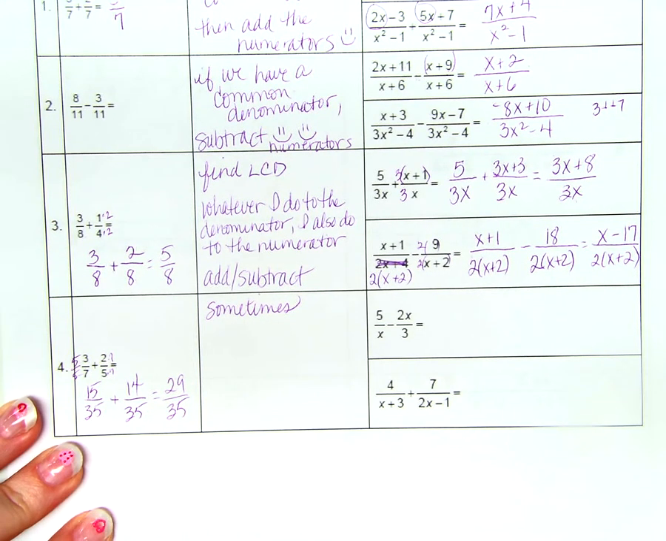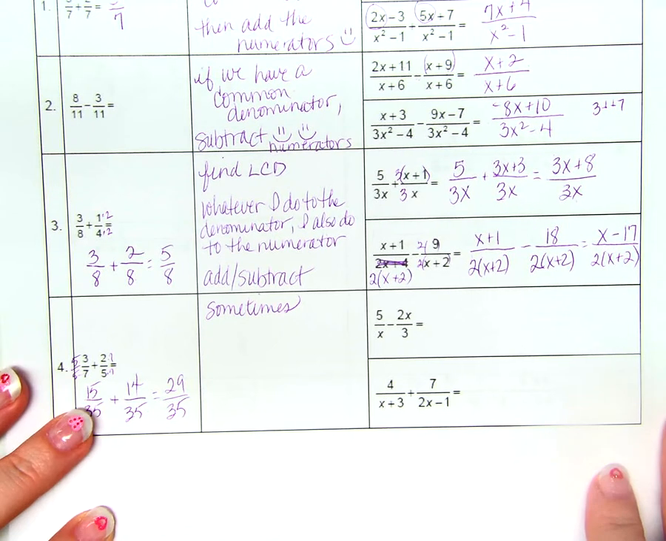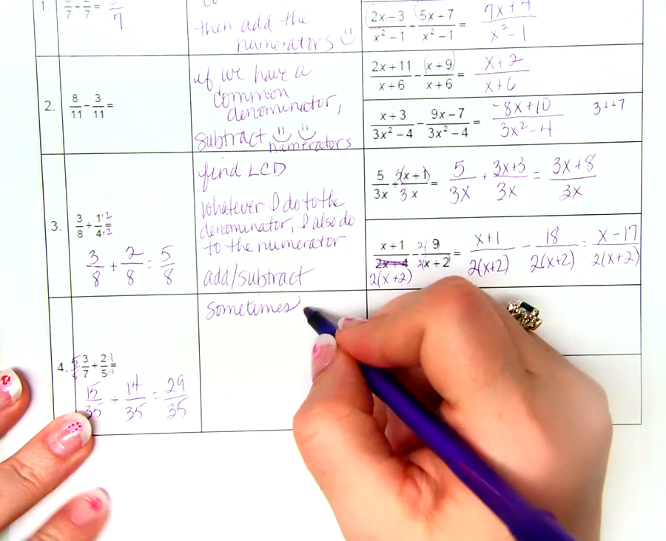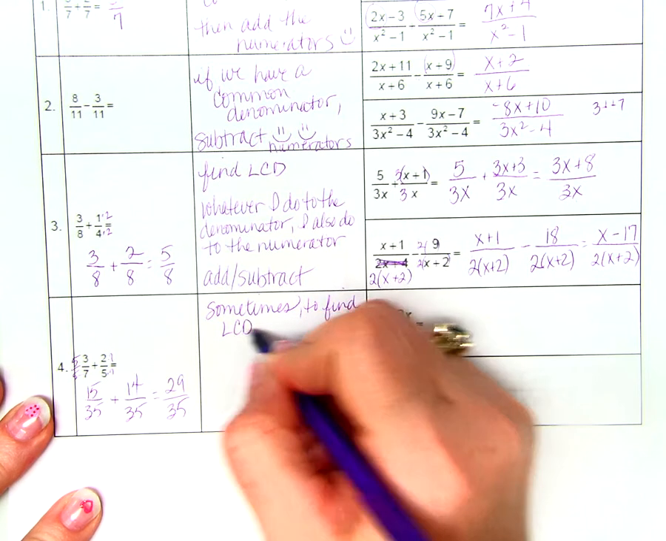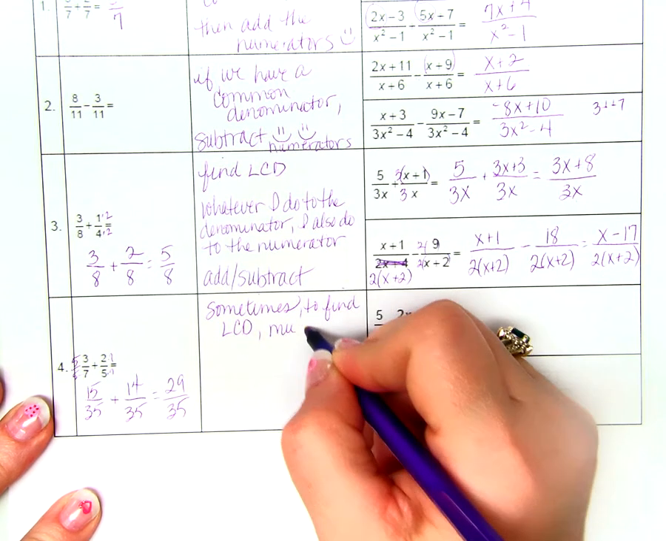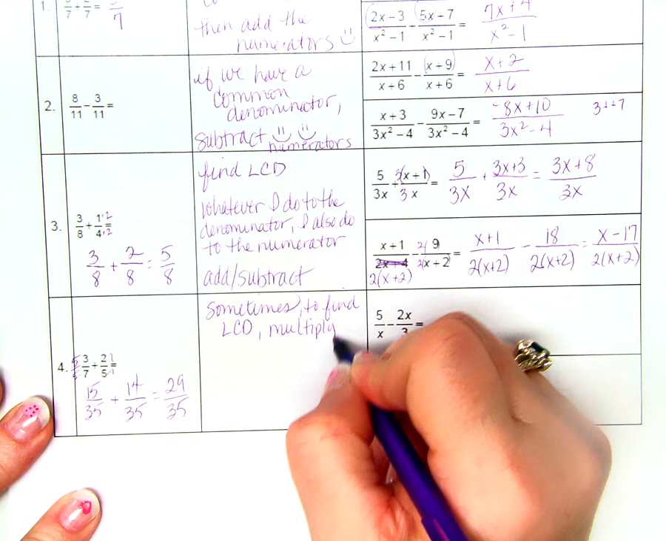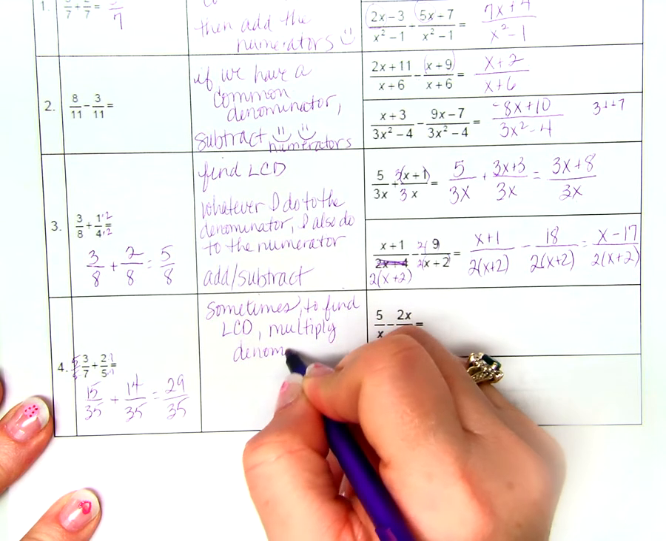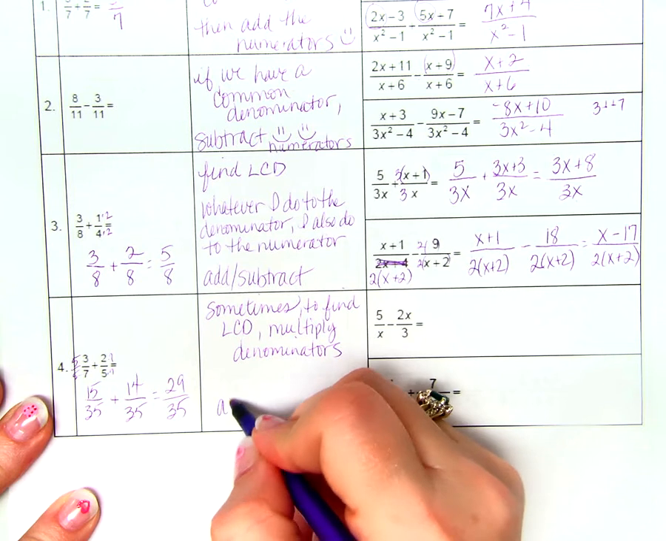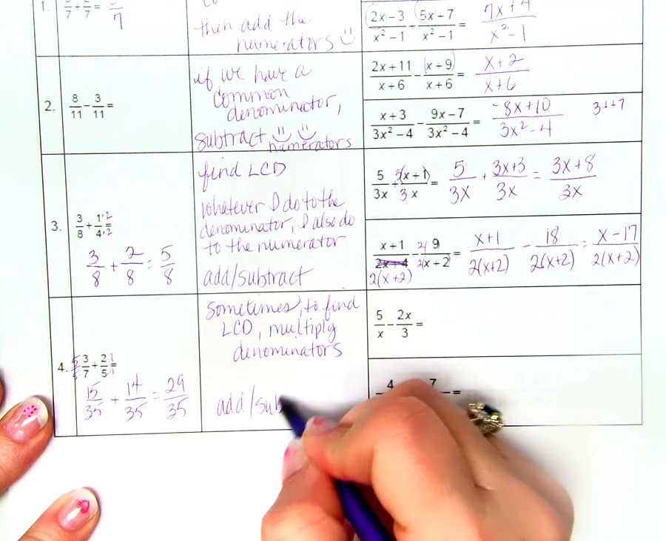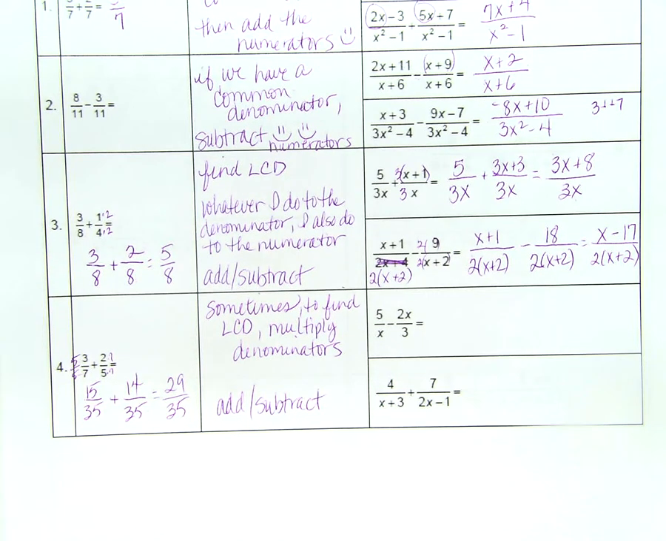Okay, so we're going to write just a slightly different than that, if it's okay. So sometimes to find the LCD, let's just multiply the denominators. And then add or subtract. Does that kind of say everything that you said? Good. I'm not trying to take away the value of your words. You understand? Okay, good.